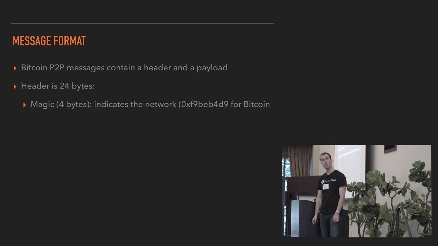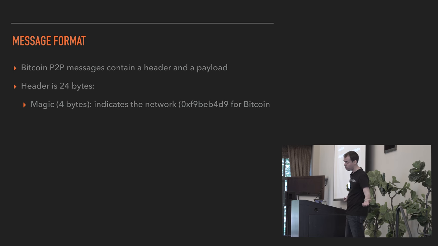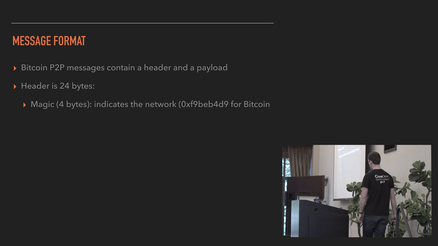For the mainnet, it is F9BEB4D9. Just what Satoshi chose to identify messages for the Bitcoin mainnet. Testnet has a different 4 bytes leading. Litecoin has a different 4-byte magic. Bitcoin Cash has the same magic, but they claim that they're going to change to a different magic. 2x tries to pretend it's Bitcoin.